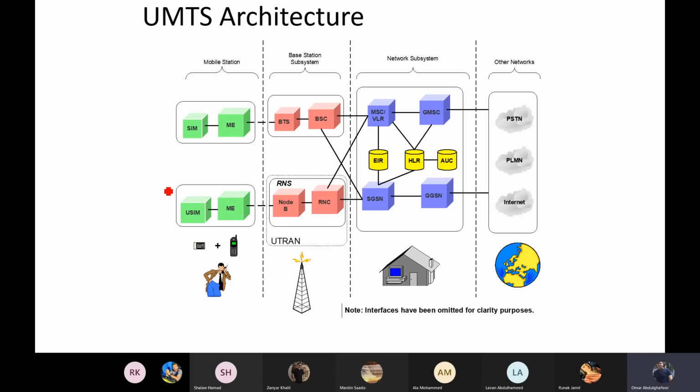All right, so the architecture, UMTS architecture or 3G architecture. For simplicity, 3G architecture. So we have the mobile station, and we have the base station subsystem, and we have the network subsystem, and we have some other network.